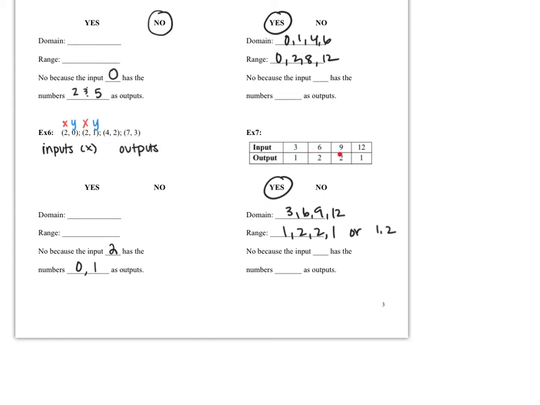My domain would be my list of my inputs, 3, 6, 9, and 12, and my range is my list of my outputs, which you could list 1, 2, 2, 1, or you could just say the only two numbers you expect to come out of your function are 1 and 2.